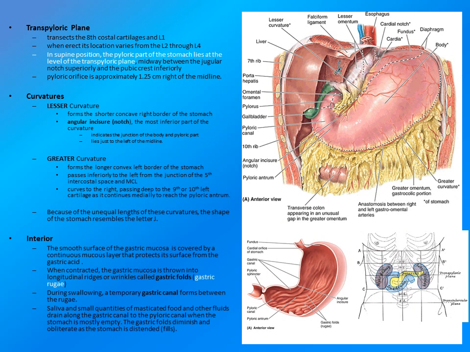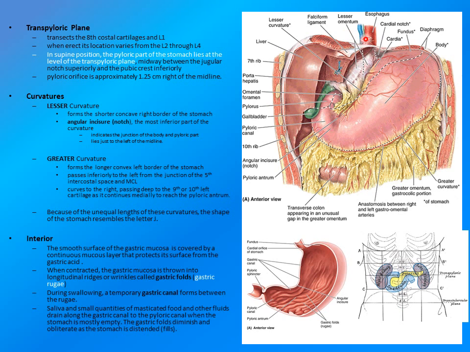The transpyloric plane is a plane here shown in the lower right diagram. It is known as Addison's plane, and it's located halfway between the jugular notch and the upper border of the symphysis pubis. In the supine position, the pyloric part of the stomach falls at the level of this plane, and the pyloric orifice is about 1.25 centimeters to the right of midline in this plane.